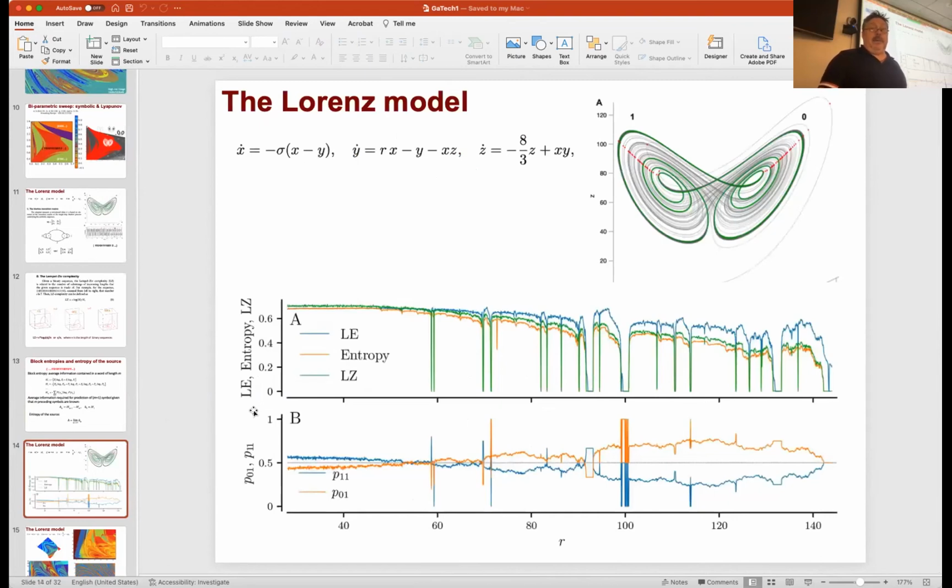And my point was that you can use block entropy, you can use Lempel-Ziv complexity. This is just a one-parameter sweep of the Lorentz model, you change the parameters. You can see that in this area I have chaos, chaos, chaos, and here I have stability in the narrow window. And all three, entropy, Lempel-Ziv, and Lyapunov, can feel it.